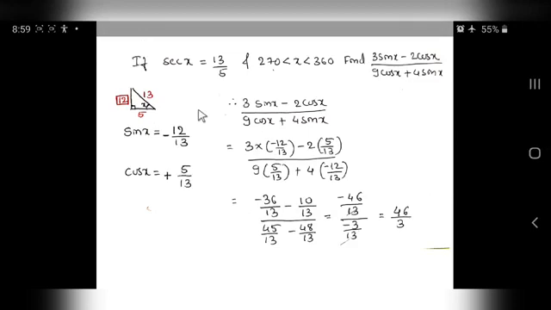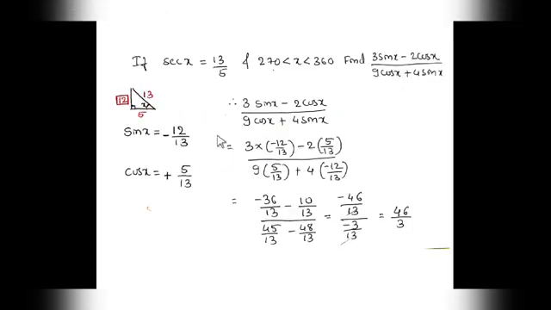Now here we have a different example. If sec x is equal to 13 by 5 and the angle x lies between 270 and 360, then find the value of 3 sin x minus 2 cos x whole divided by 9 cos x plus 4 sin x. We have to find out the value of this trigonometric expression.